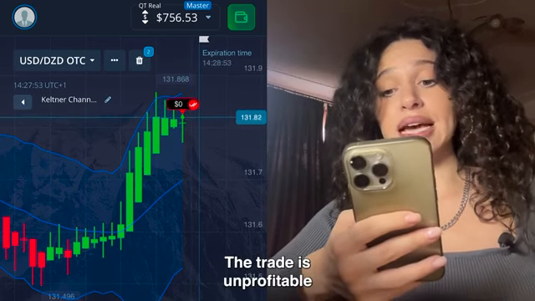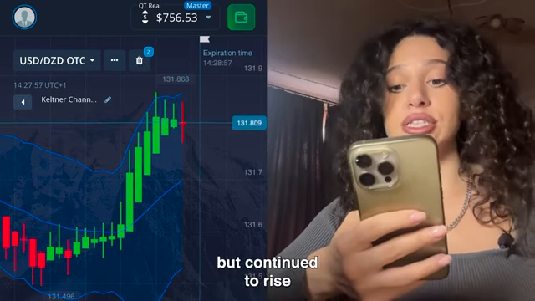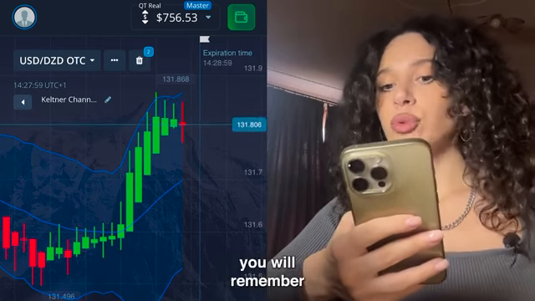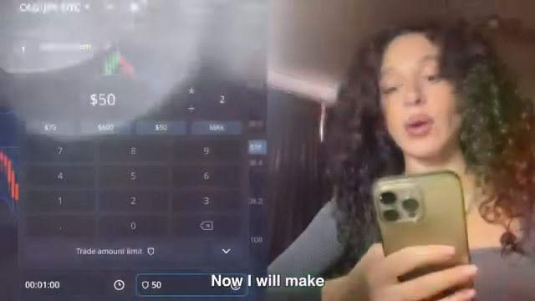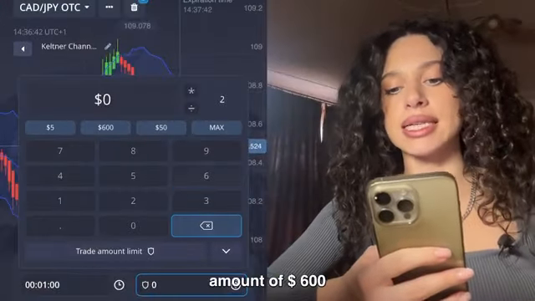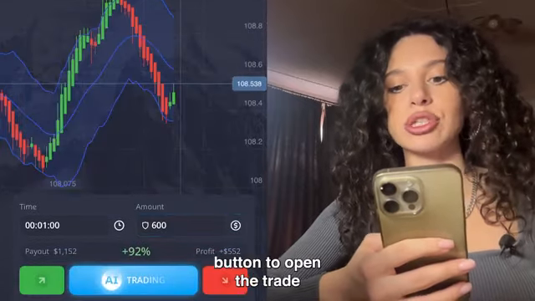The trade is unprofitable. The price didn't start to decrease, but continued to rise. I hope you will remember the situation and will not make such mistakes in your work. Now I will make a trade amount of $600. My forecast is that the price will rise. I press the green button to open the trade.